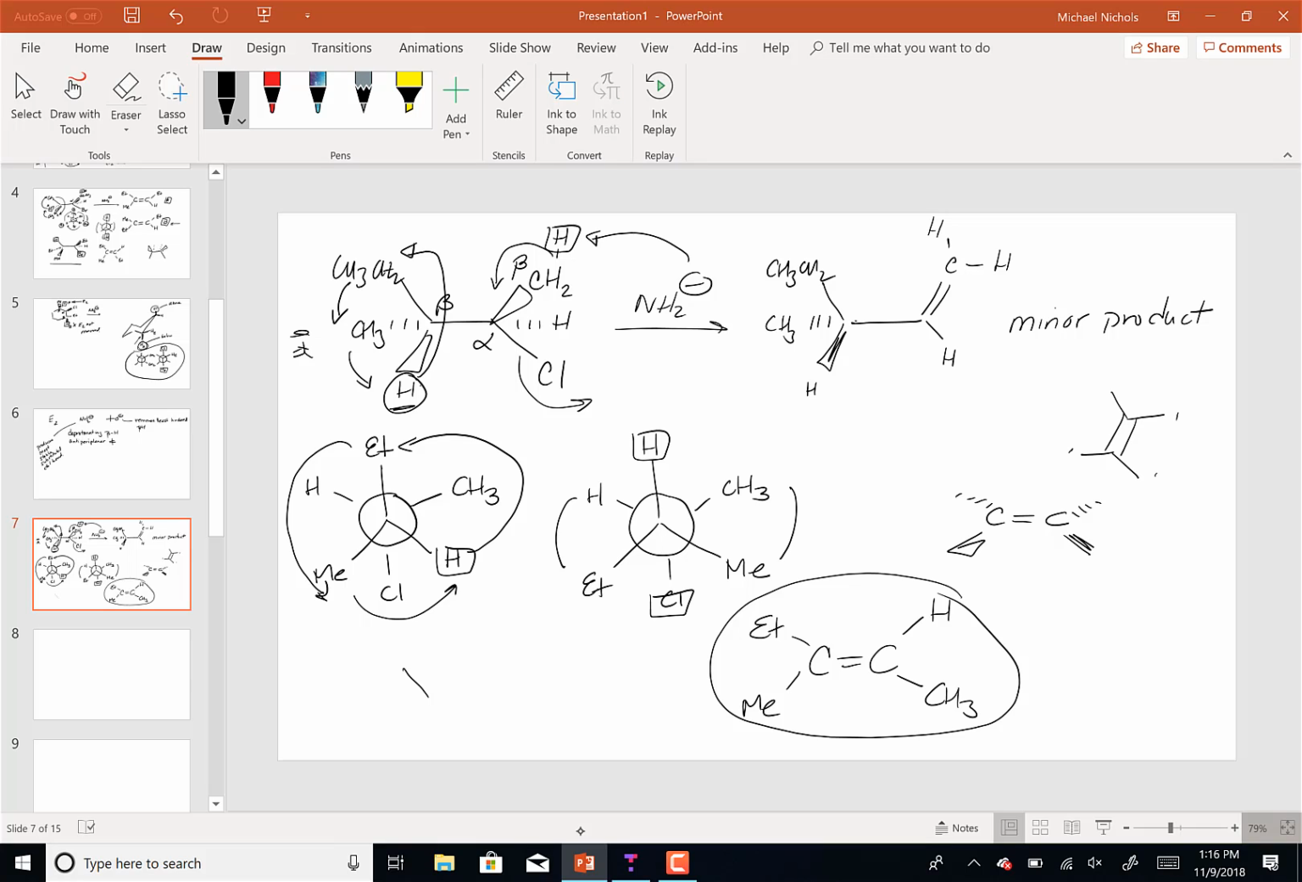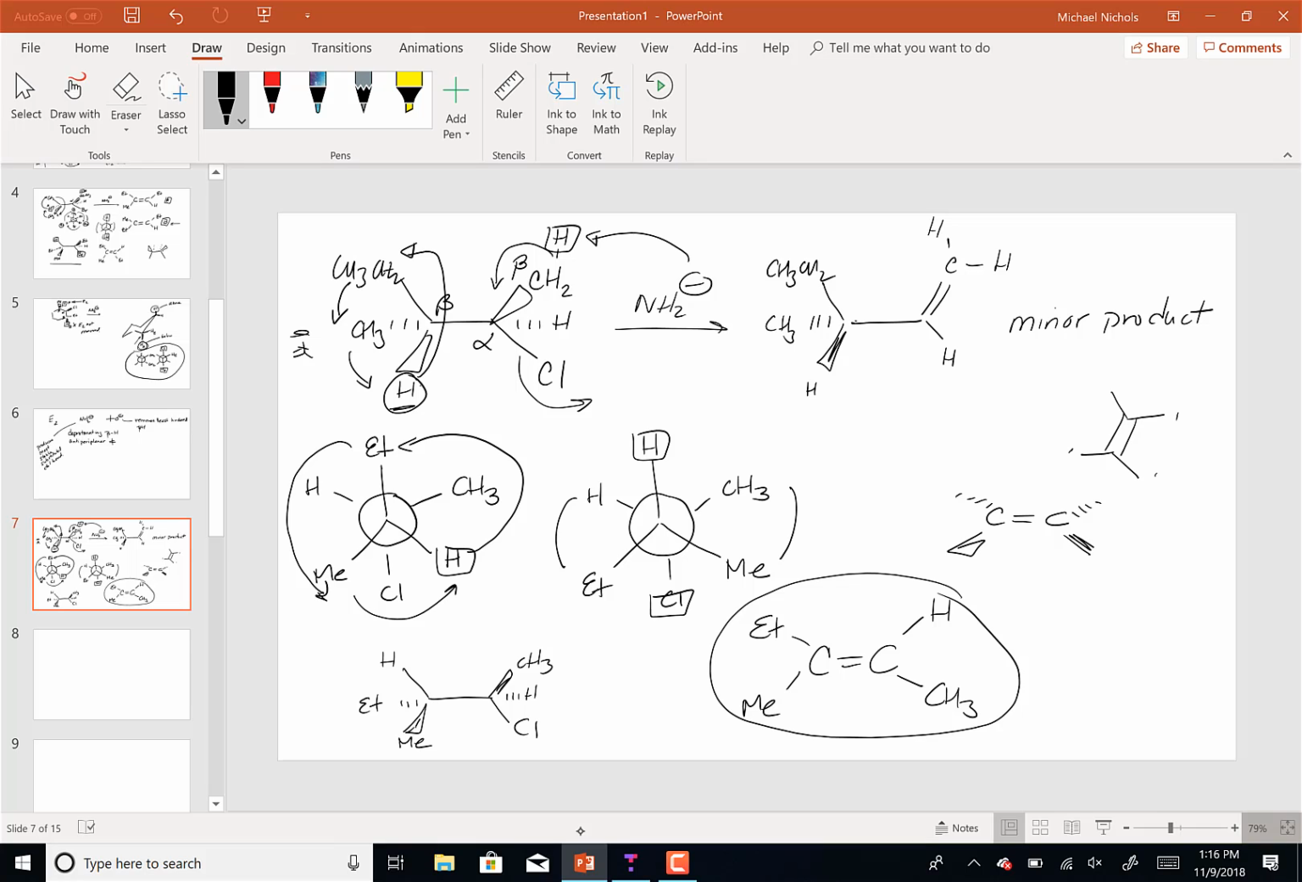If I draw that down here, nothing changed in the right hand carbon, but in the left carbon the hydrogen went there, the ethyl group came down to the dashed, and the methyl group came forward to the bold position. And that's the major product because that beta hydrogen is the least there. No, because this is the most stable product.